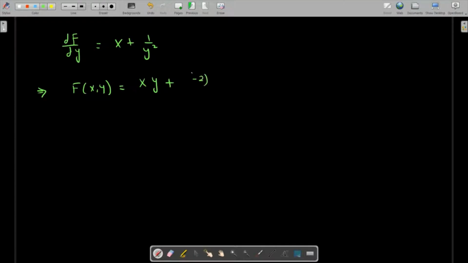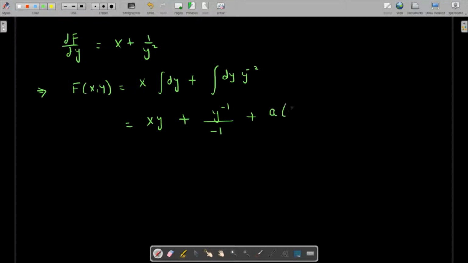Let's write it in two steps. So f is going to be equal to integration of x dy plus integration of y raised to the power minus 2 dy. So that's going to come as x y plus this will become y raised to the power minus 1 over minus 1 plus. Now since the integration is in terms of y, but since the function has an x as well, we'll have a constant of integration as a function of x rather. So f of x y is this. So this can be simplified as x y minus 1 over y plus a of x.